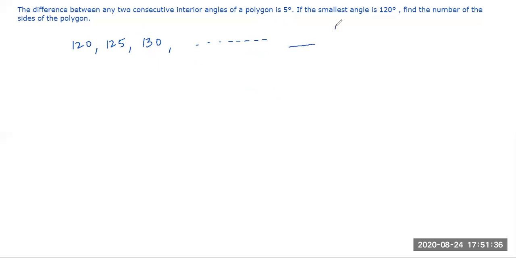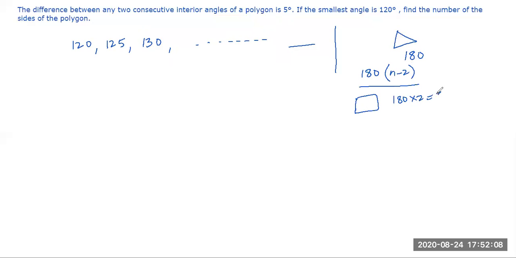Okay, but we know the sum of the interior angles of a polygon. How does it come? There's a formula. The sum of all the interior angles of a polygon is 180 into n minus 2, if you remember. You can verify it for a quadrilateral, four sides: 180 into 4 minus 2, which is 2, is equal to 360. Correct. We know one quadrilateral splits into two triangles, 180 into 2, 360 degrees, right?